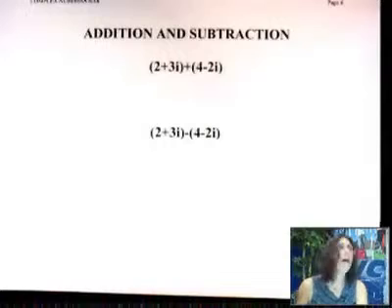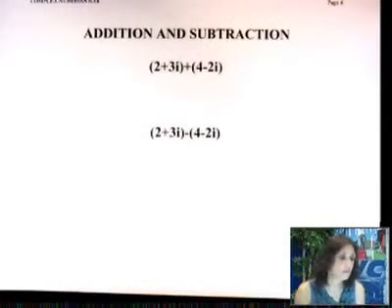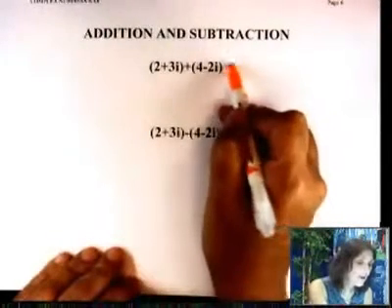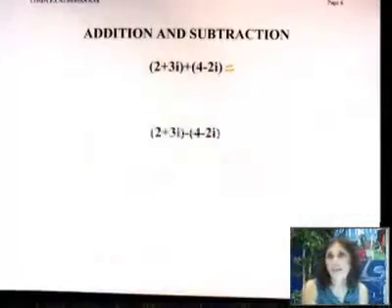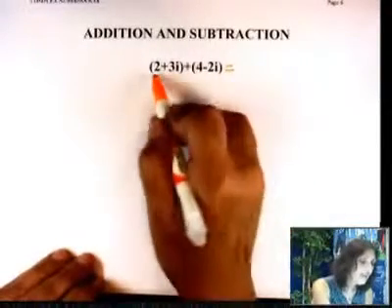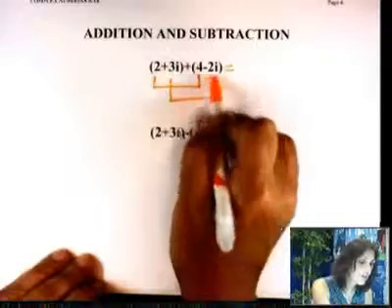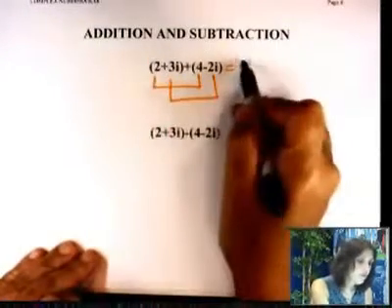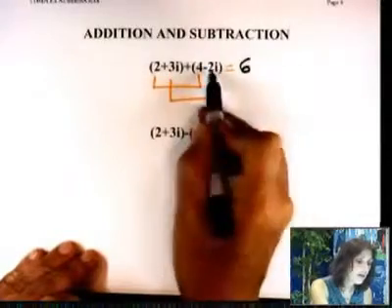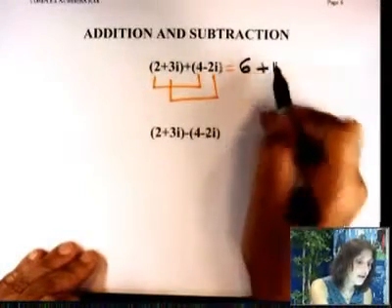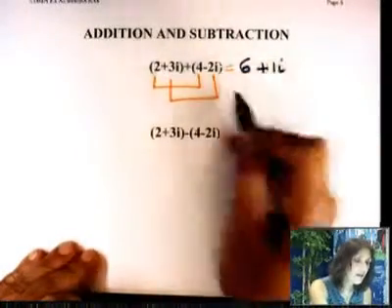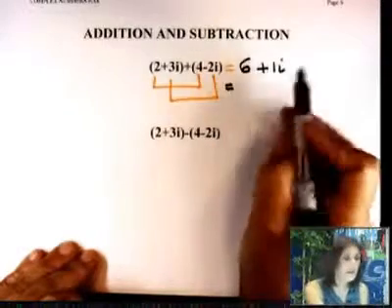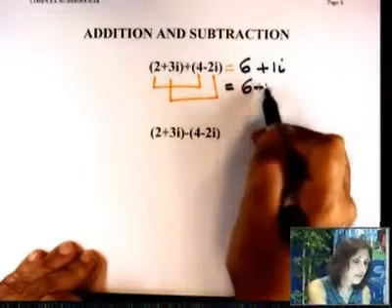Okay, how do I add and subtract complex numbers? Just treat i as if it is an x. Add the real parts, add the imaginary parts. What do I get? 2 plus 4, that's 6. 3 minus 2, that's 1, and you have an i. Well, you don't have to write the 1. 6 plus i.